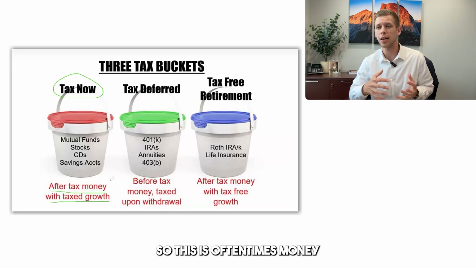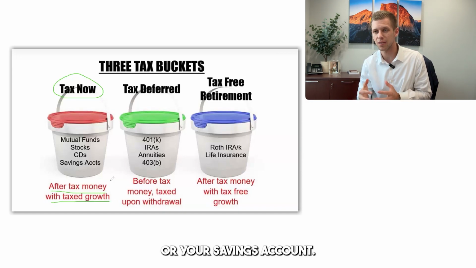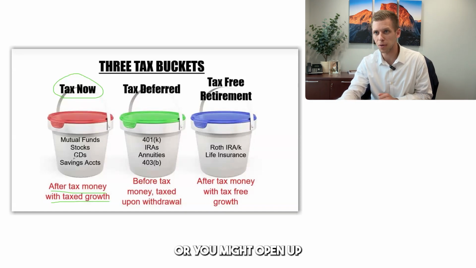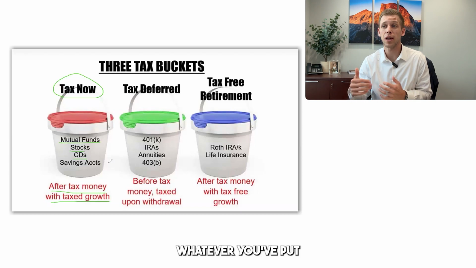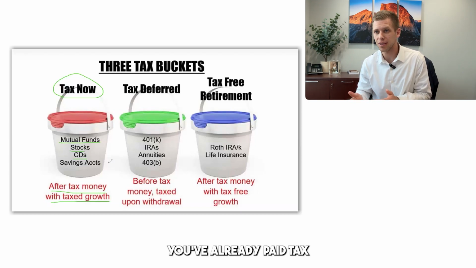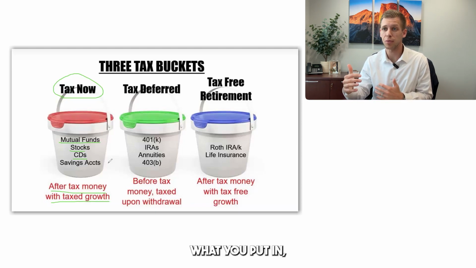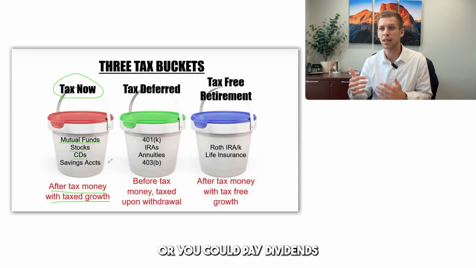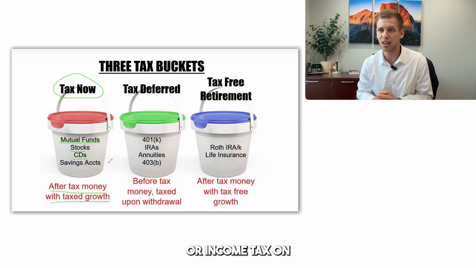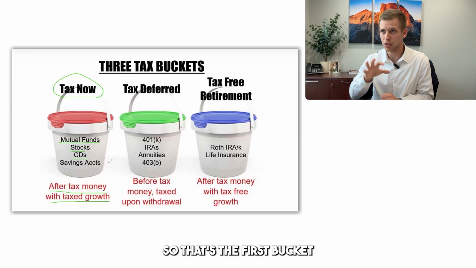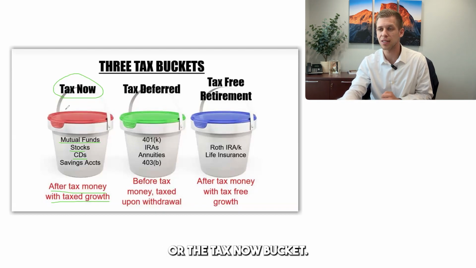So this is oftentimes money that's come into your checking account or your savings account, and you might decide to put it into a CD, or you might open up a brokerage account and put it into stocks or mutual funds. Whatever you've put into this account, you've already paid tax on. You're not going to pay tax again. But the growth on what you've put in, you will pay capital gains tax on that growth. Or you could pay dividends or income tax on that, which would be taxed at ordinary income rates. So that's the first bucket. We call that the taxable or the tax now bucket.